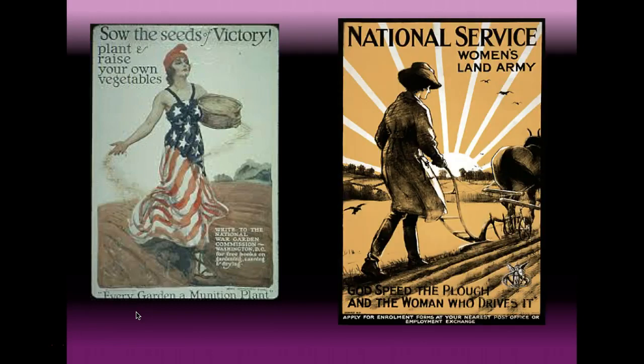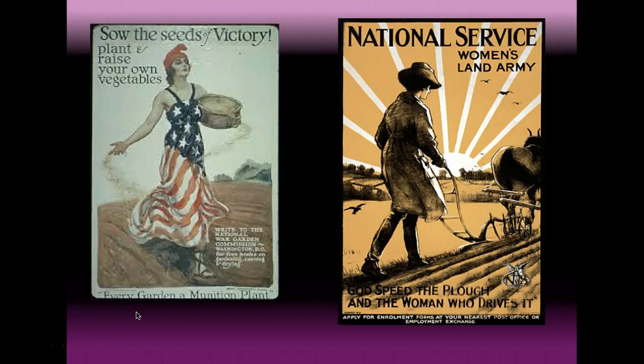This one says, sow the seeds of victory, plant and raise your own vegetables. Every garden is a munition plant, and the meaning of this is people are growing food to send overseas to their soldiers. And that means that people who are at home aren't having enough food, and there were rations where certain days you wouldn't eat certain foods. To save them, people were asked to save their fat from foods like bacon, and women were supposed to grow gardens to feed themselves and their community, and even maybe to send some food overseas.